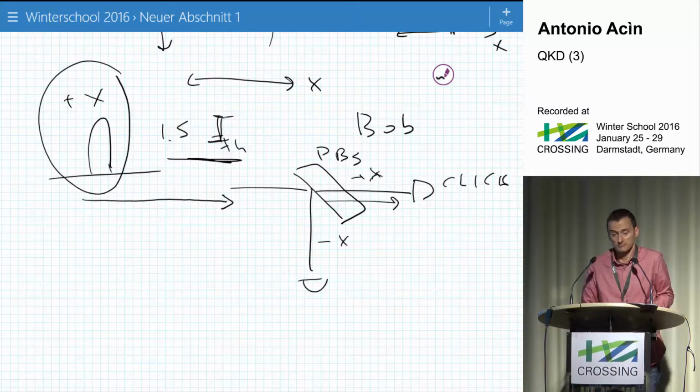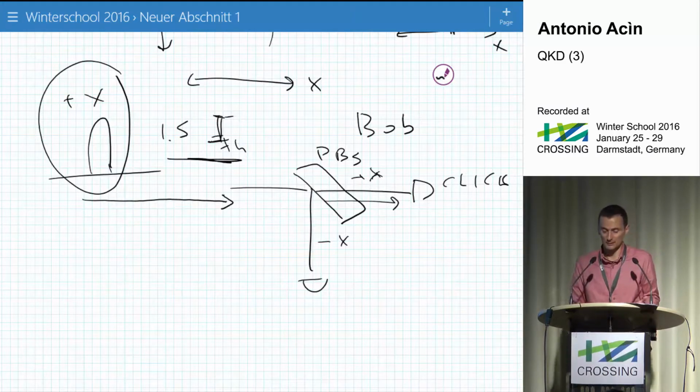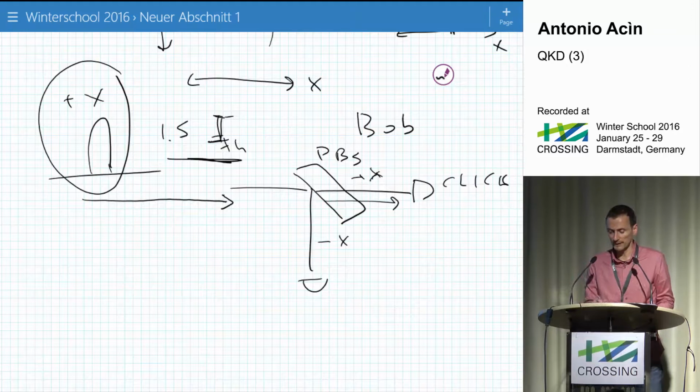And Eve knows that Bob gets a click, and she also knows the result he's going to get, because she prepared this information on the plus X. So she knows that the light pulse will be transmitted and detected here, and then Bob will say, I got plus X.